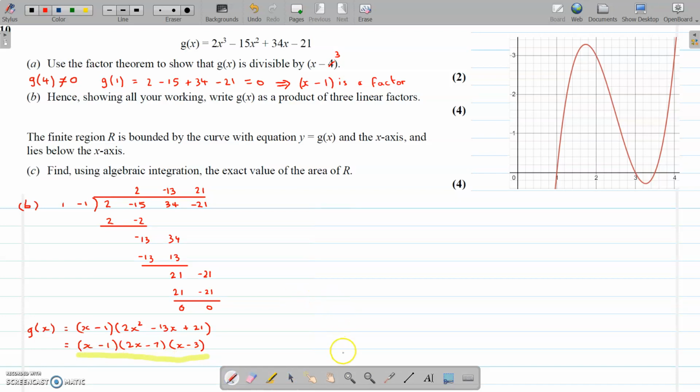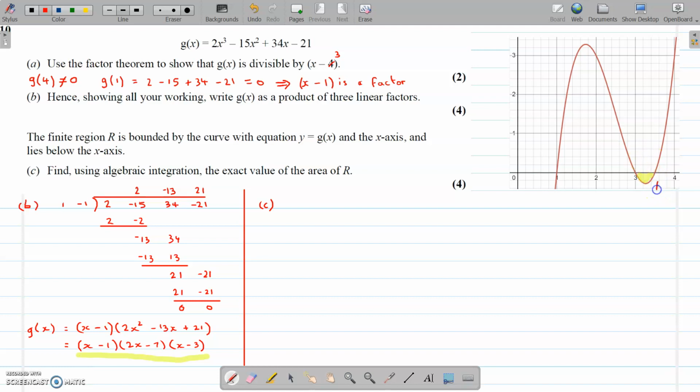B. Okay, so going on to question C now, the integration part. Okay, well, let's look at what it's asking us to do. It's saying that we've got to find the region R, which is bounded by the curve g of x, the x-axis, and lies below the x-axis. Okay, so it's this area in here. It's not a very big area. Okay, it's just that small area under there between 3 and 3.5. Okay, so to find that region R, I'll just label that R.